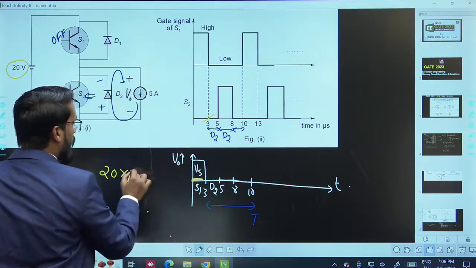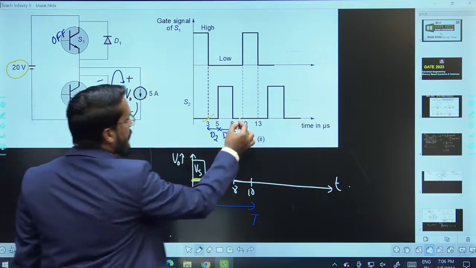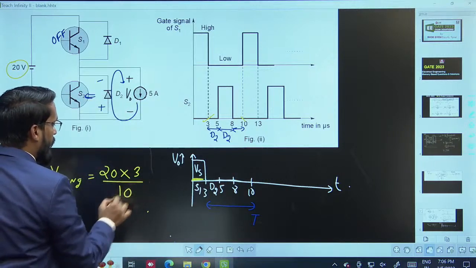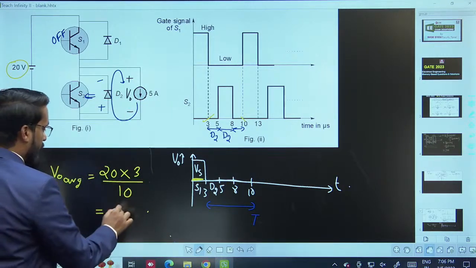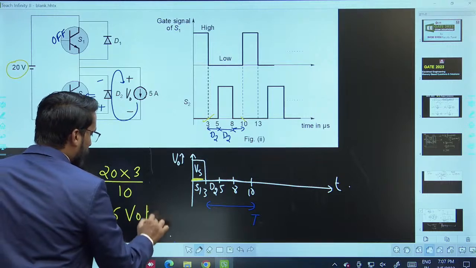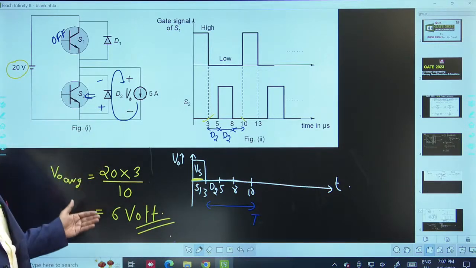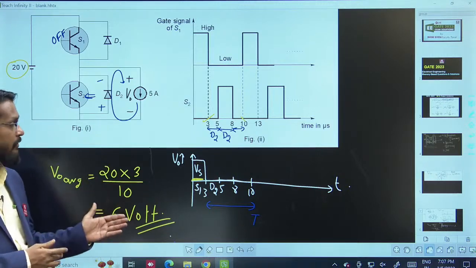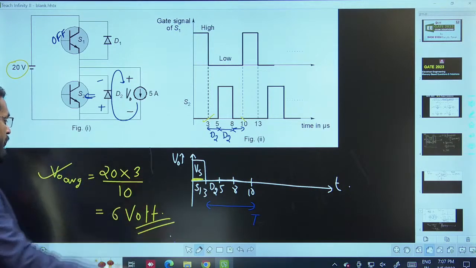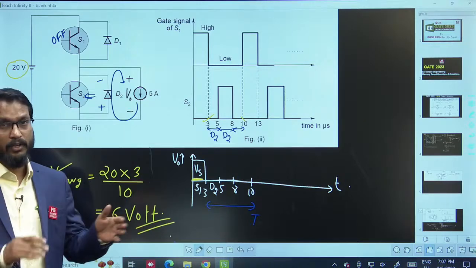This period is 3, out of the total time period, which is 10. Like this we can proceed, and the answer is going to be 6 volts. The examiner wants to know the average output voltage, as the mode-wise discussion was beautifully explained by sir. So now we can calculate and give the answer, 6 volts. This is the answer to the particular question.